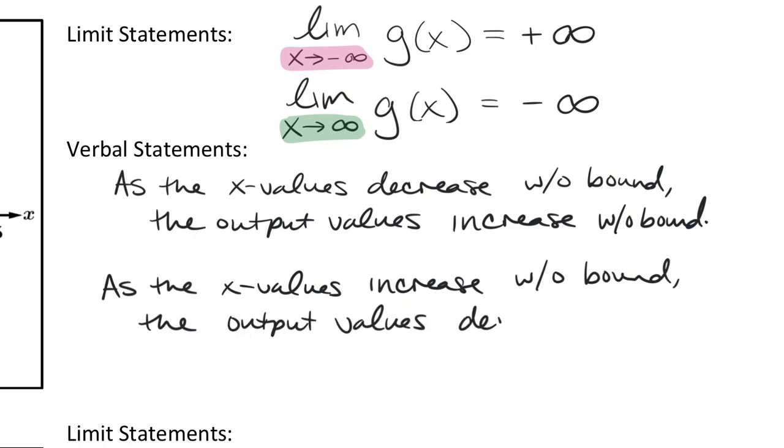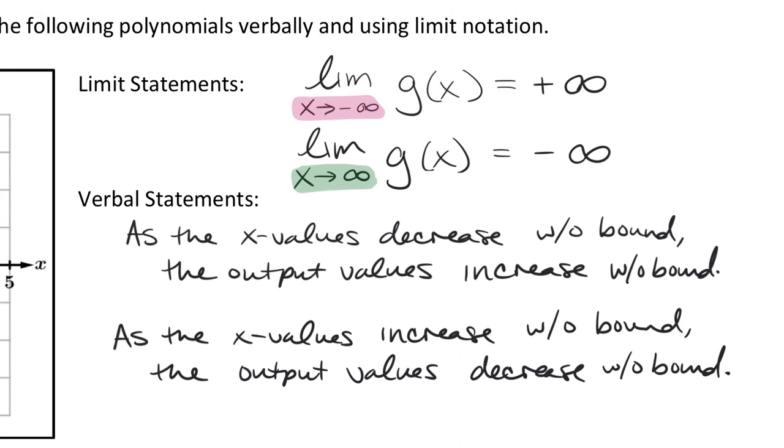They decrease, very good. They decrease without bound because they go towards negative infinity. Again, being able to read the end behavior statement will help you answer questions about the end behavior statement.